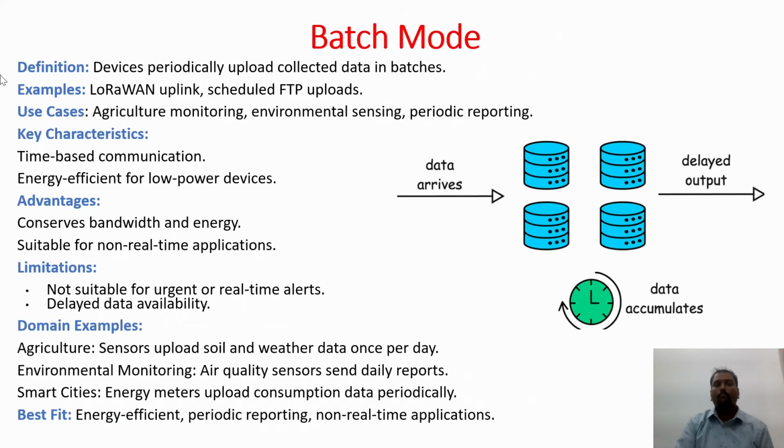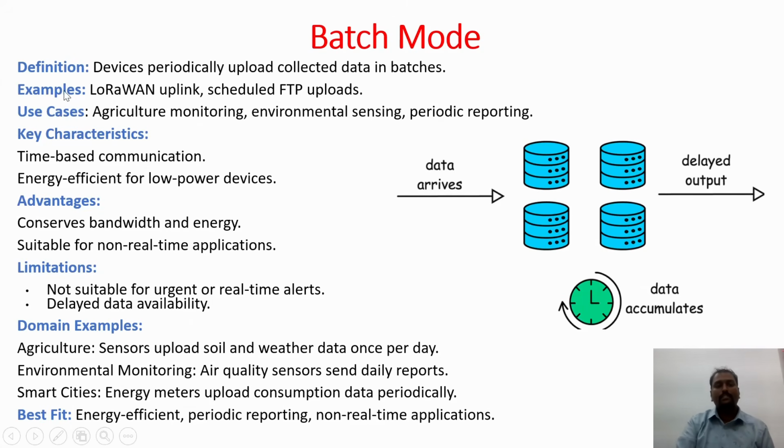The next one is the batch mode. In batch mode, the devices periodically upload collected data in batches. So instead of continuously streaming the data from the sender to the receiver, it will collect the data and store it in some sort of buffer, and in a period of, say, 30 minutes or 1 hour, the collected data will be sent from the sender side to the receiver. So it will not be continuously sending the data. Instead, it will collect the data and process it as a single batch.